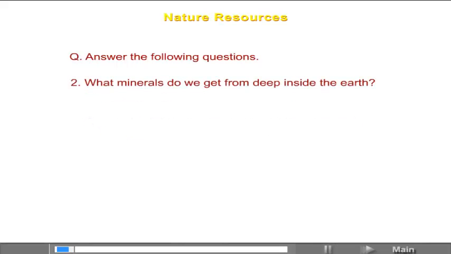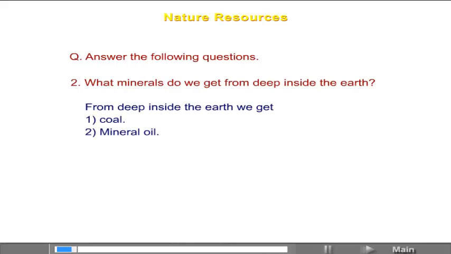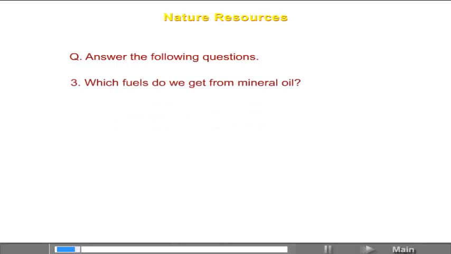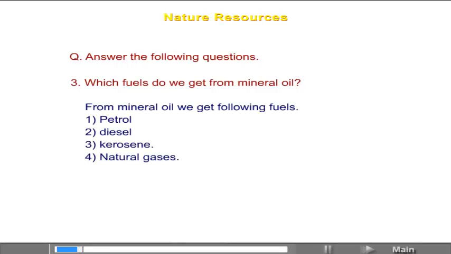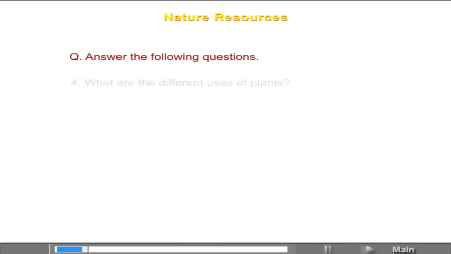What minerals do we get from deep inside the earth? From deep inside the earth, we get coal and mineral oil. Which fuels do we get from mineral oil? From mineral oil, we get the following fuels: petrol, diesel, kerosene, and natural gas.